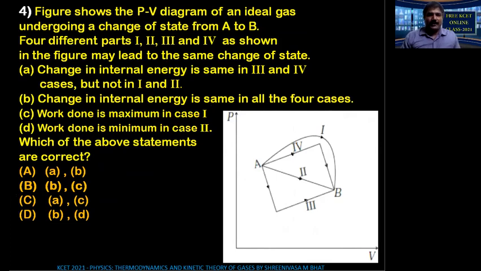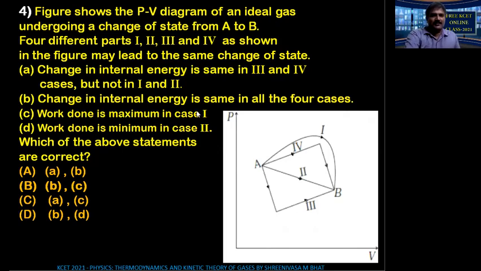Four different parts, 1, 2, 3, 4, as shown in the figure, may lead to the same change in the state. The statements are: A, change in internal energy is the same in the third and fourth cases, but not in the first and second. B, the change in internal energy is the same in all 4 cases.